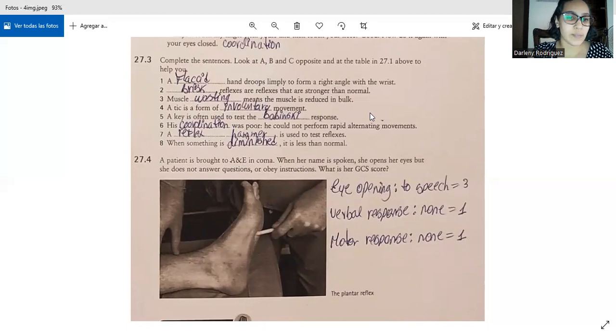A patient is brought to A&E in coma. When her name is spoken, she opens her eyes, but she does not answer questions or obey instructions. What is her GCS score? Eye opening to speech, 3. Verbal response, none, 1. Motor response, none, 1.